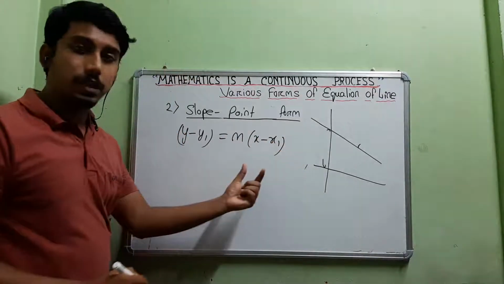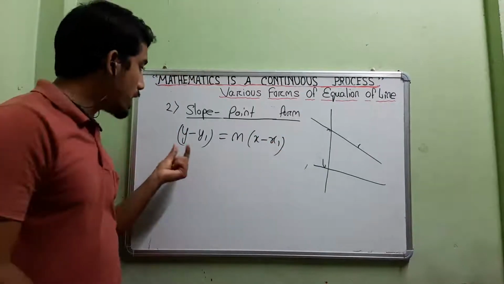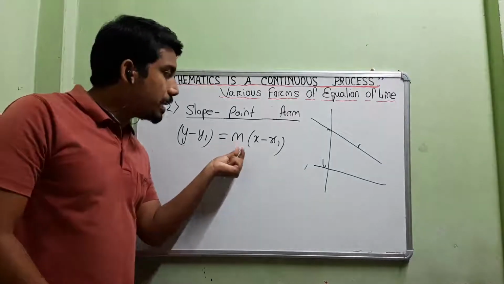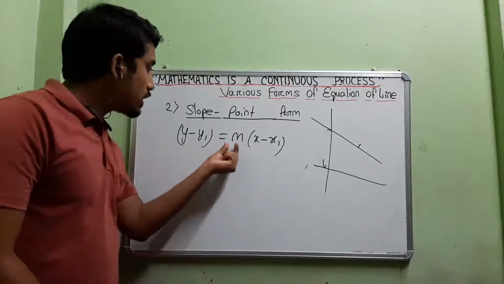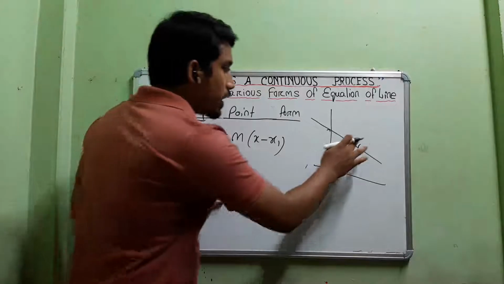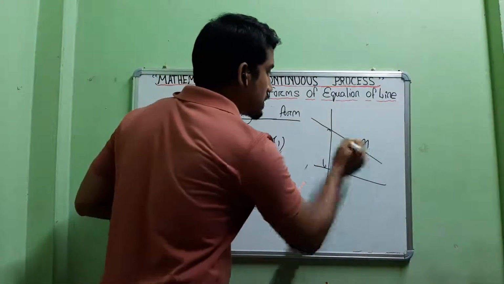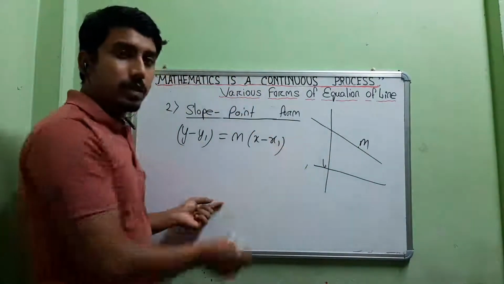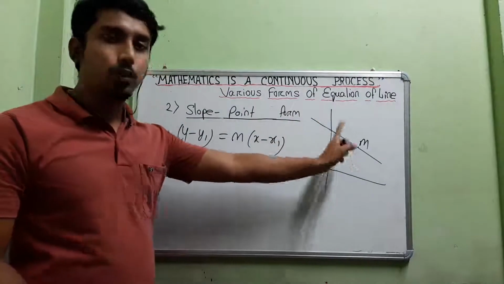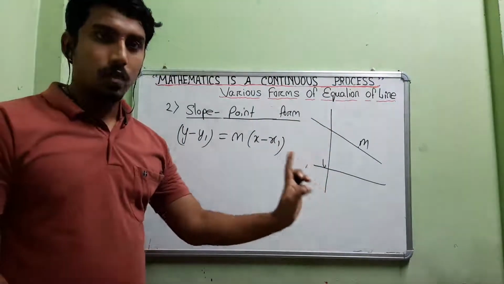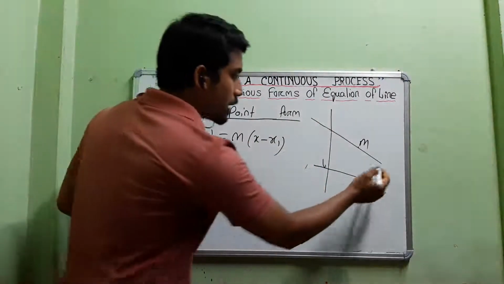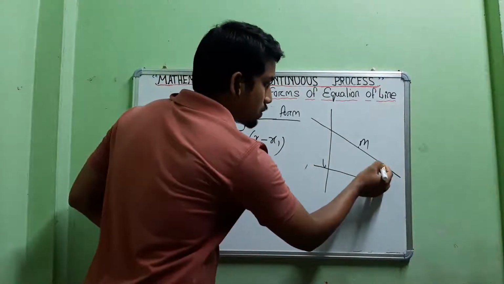Let me make you understand this one. This is the slope point form, y minus y1 equals m into x minus x1. Now what is m? Obviously we know m is the slope of the straight line. Suppose this is the straight line. For the straight line we know the slope of that line, and we know one more piece of information about the line: the line is passing through some point.